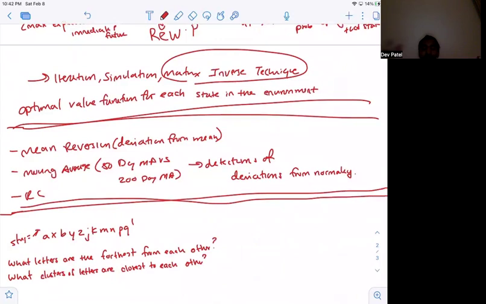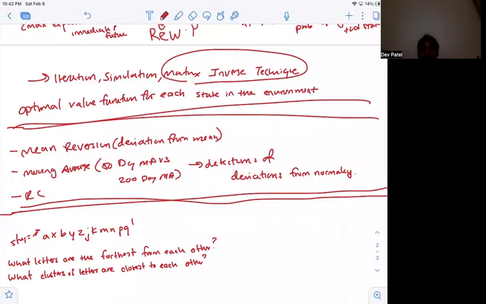Now let's take a look at different trading mechanisms that are used. First is mean reversion. So this is the idea that asset prices will normally, over the long term, revert back to their mean. So whenever you see an asset price that's deviating from the mean, that in turn is prompting a signal.